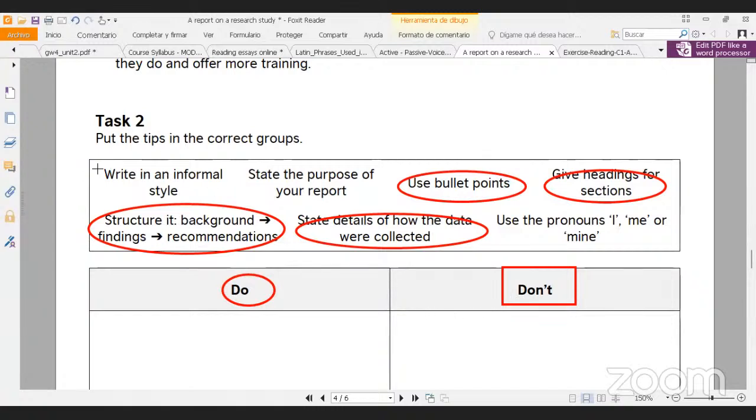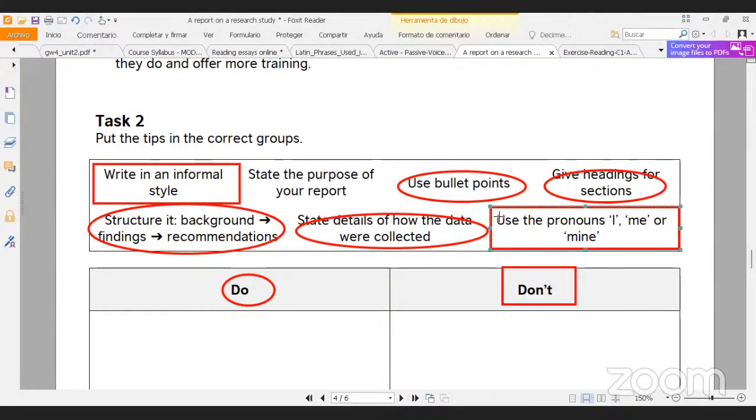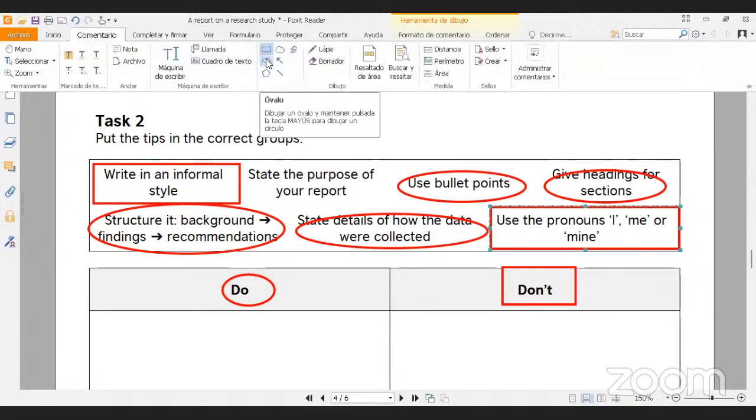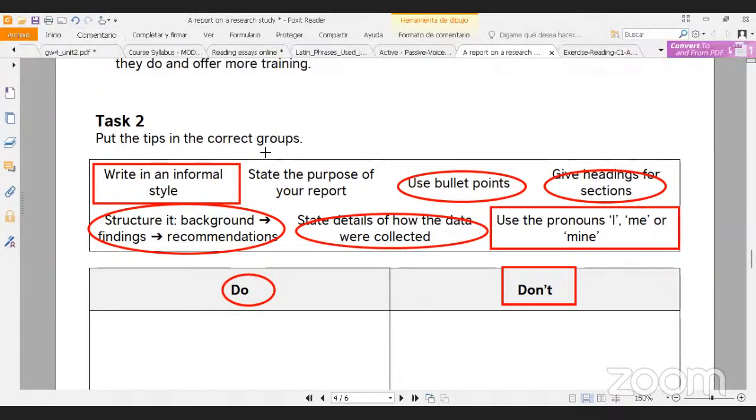Write in an informal style. Okay, what else? Use the pronouns I, me, or mine. Okay. And what about this one? State the purpose of your report. That's a do or don't? Don't. Ooh. This is a do. State the purpose of your report. Okay.